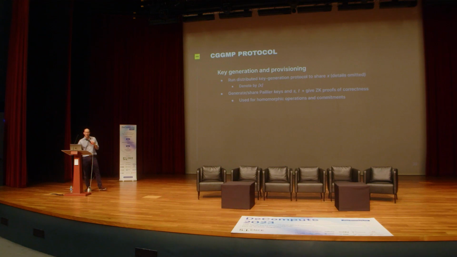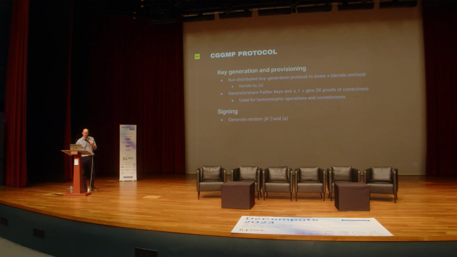And these PIA keys are actually used both for homomorphic operations, as was touched on in the earlier talk, but they're also used to commit to certain values, which is used inside the security proof to allow the simulator essentially to extract those values during the execution of the protocol.